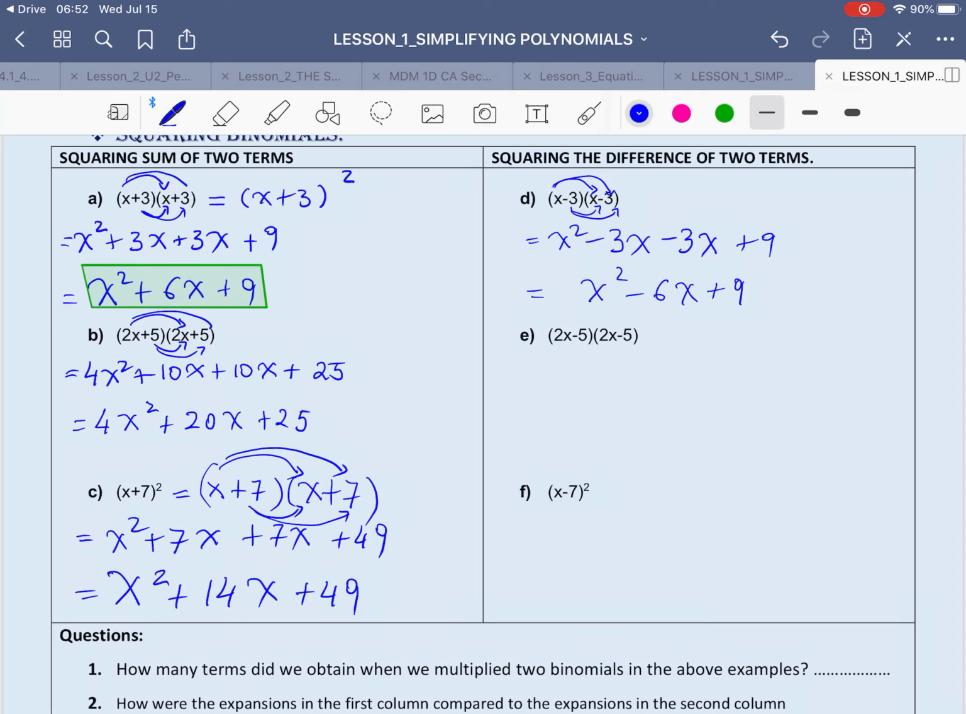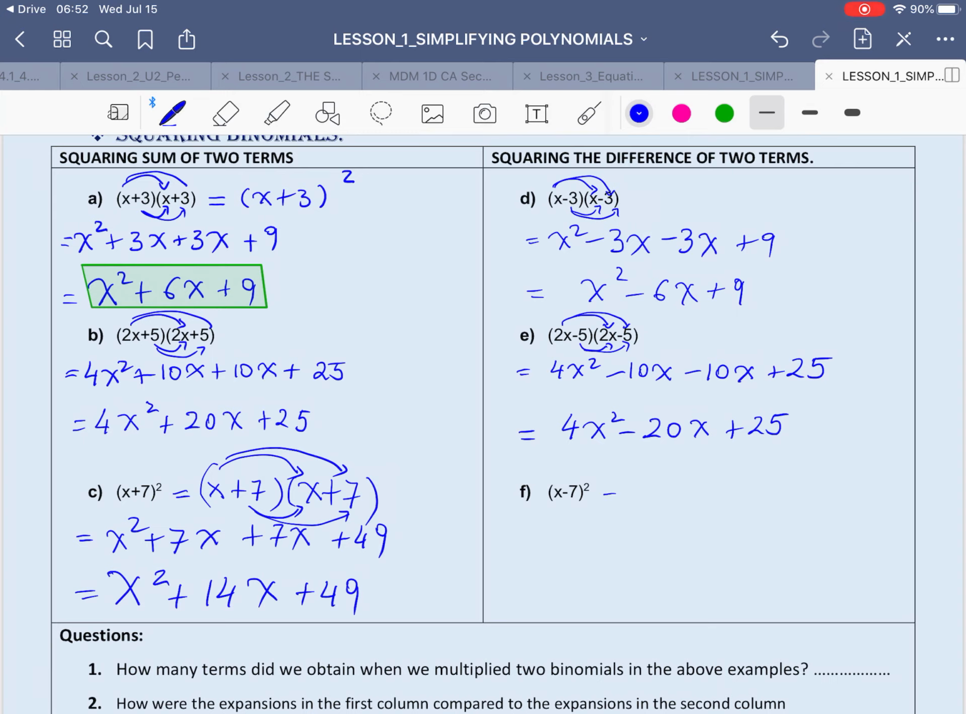Okay, next question. 2x times 2x, 4x squared. 2x times negative 5, minus 10x. Negative 5 times 2x, minus 10x. Negative 5 times negative 5, positive 25. So we have 4x squared minus 20x plus 25.